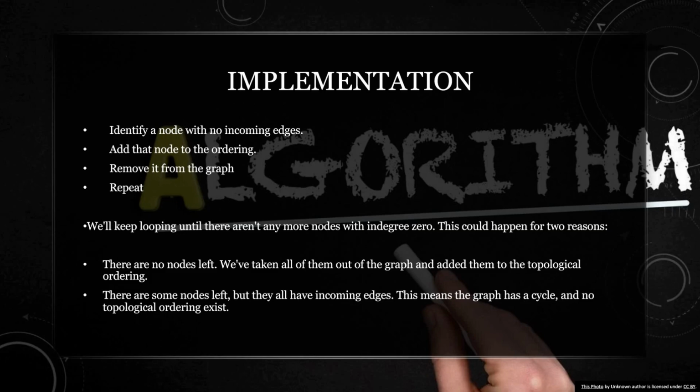Lastly, repeat all three steps. We'll keep looping until there aren't any more nodes with in-degree 0. This could happen for two reasons. One, there are no nodes left. We've taken all of them out of the graph and added them to the topological ordering. Two, there are some nodes left, but they all have incoming edges. This means the graph has a cycle and no topological ordering exists.